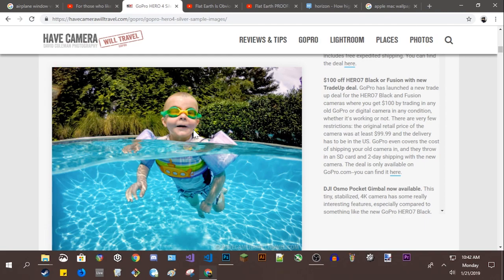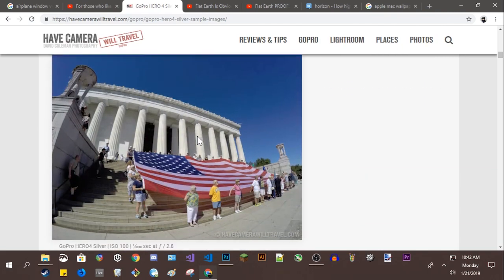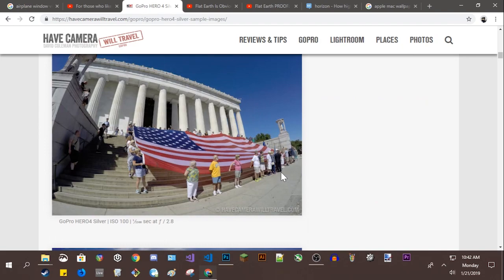All these photos on this page were taken with the GoPro Hero Silver 4, and if you looked at the first image and you thought that the horizon was curved, would you also agree that this whole pool is curved? And would you agree that the steps on the bottom of this building here are built on a giant circular curve? No, they're just flat, and it's just distorted by the camera lens.